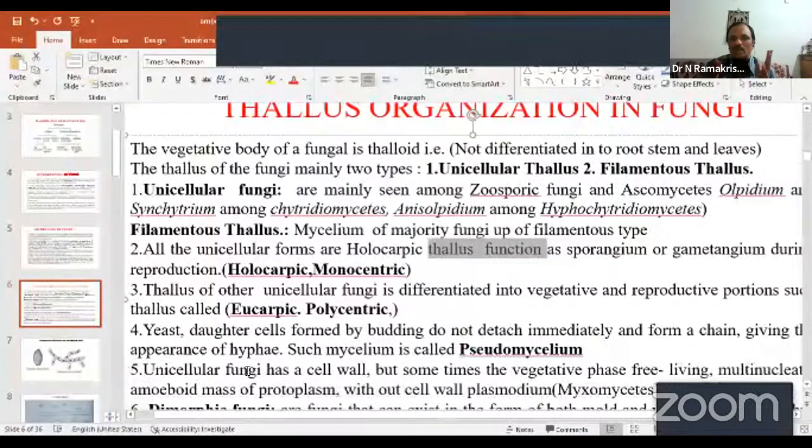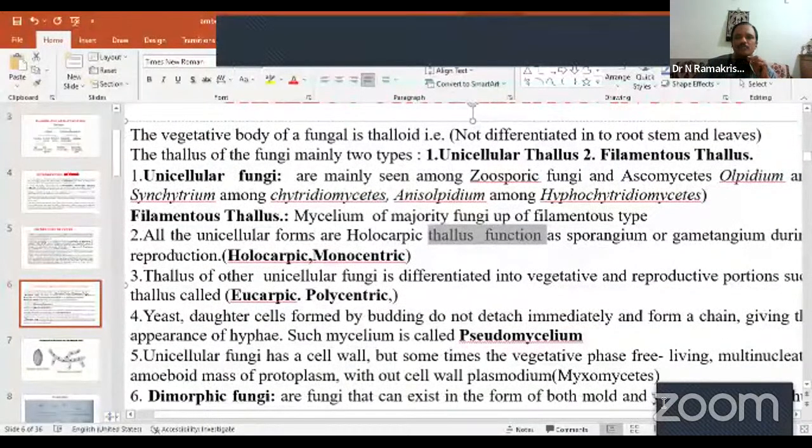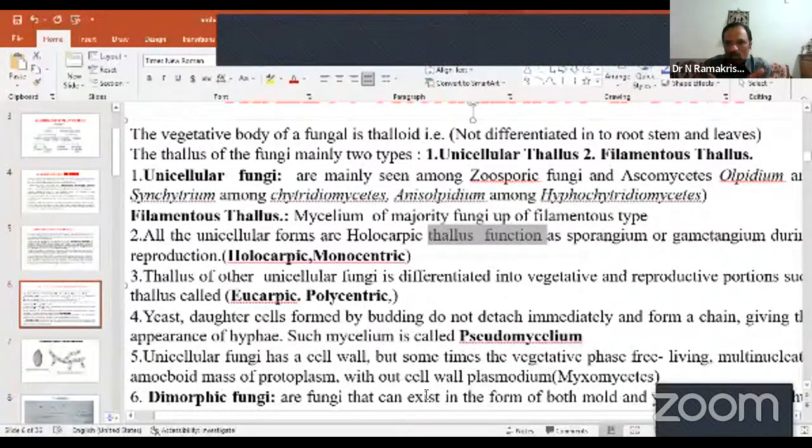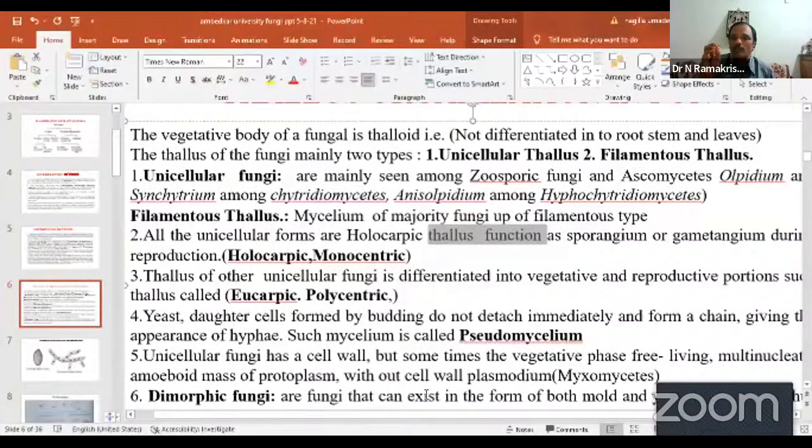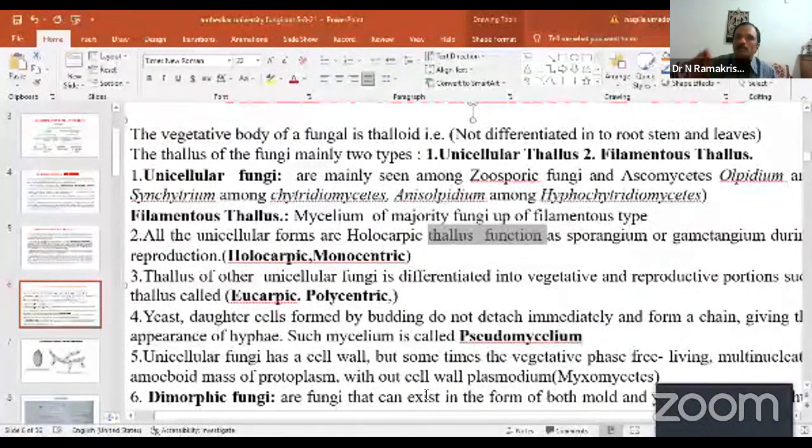Sometimes, under the vegetative phase, free living, there is a multicellular amoeboid mass of protoplasm without cell wall. We call that myxomycetes. In the vegetative phase there is no proper cell wall structure; here we are looking only at plasmodium-like structures. That's why we call these false fungi, without cell wall. These structures we see only in myxomycetes.